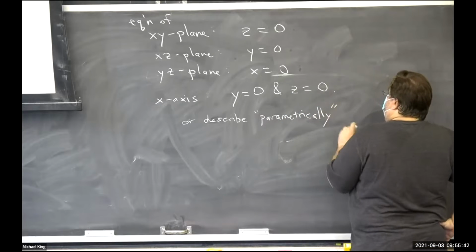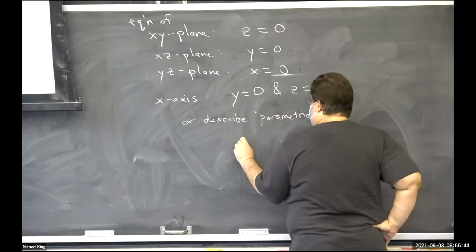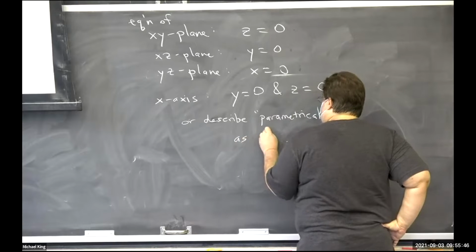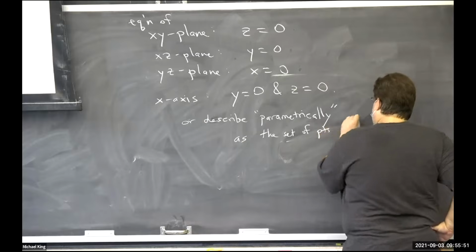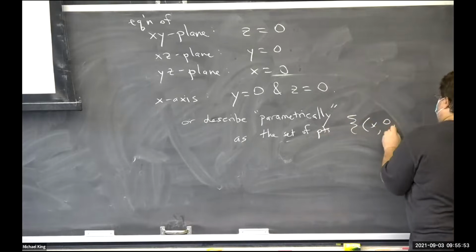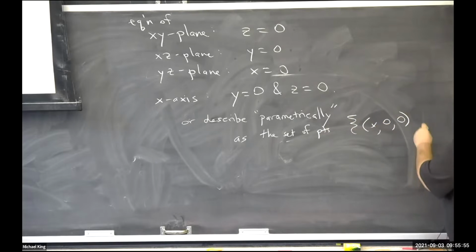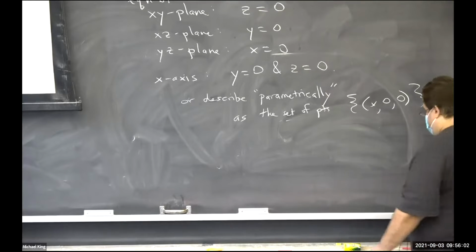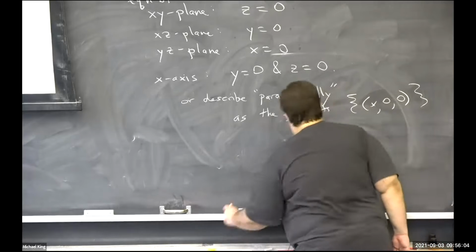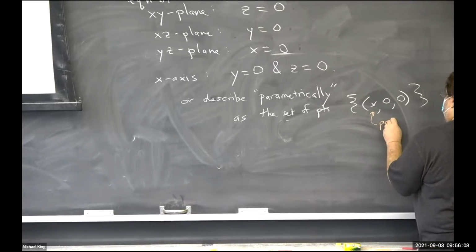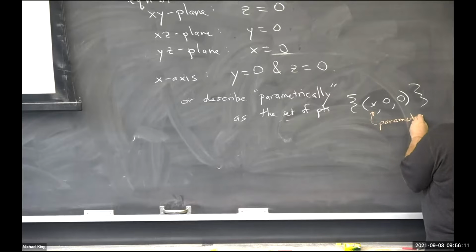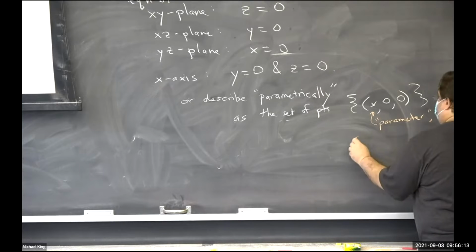We can describe this parametrically, so a parametric equation, as the set of points x comma 0 comma 0. That's a natural way to describe the x-axis, right? Just a set of points x comma 0 comma 0, where this thing is called the parameter. It can be any value. The parameter can take on any value.